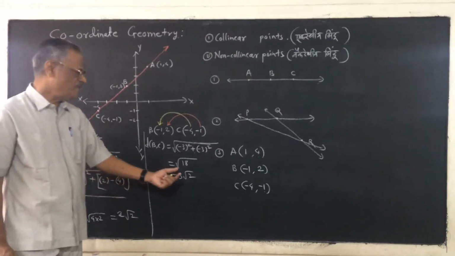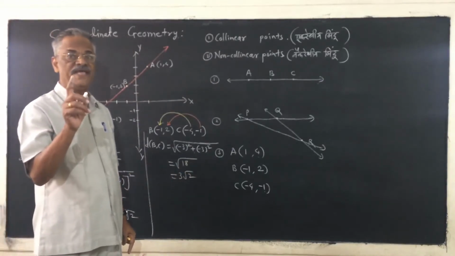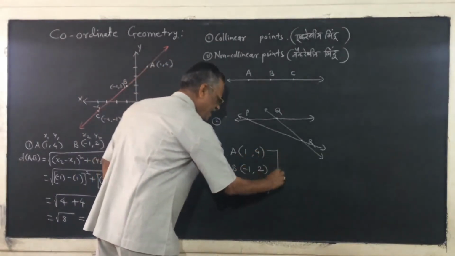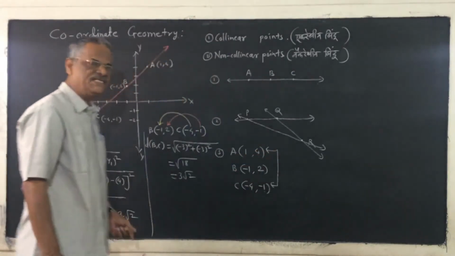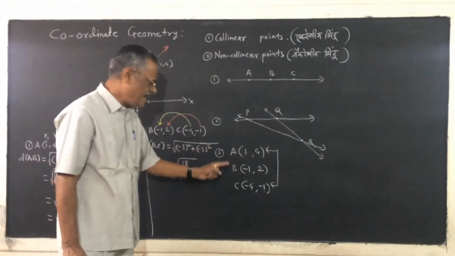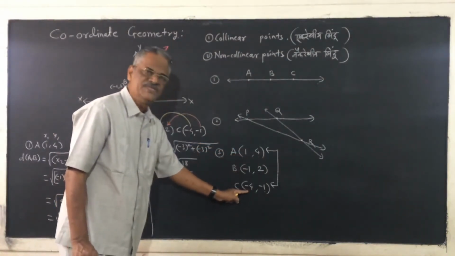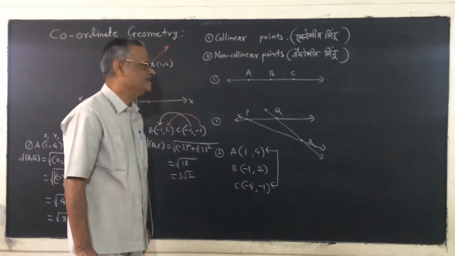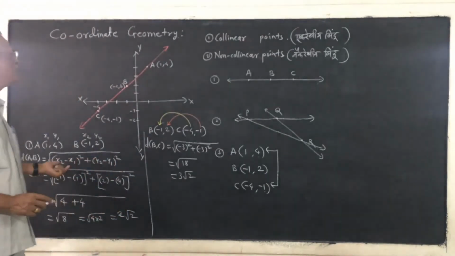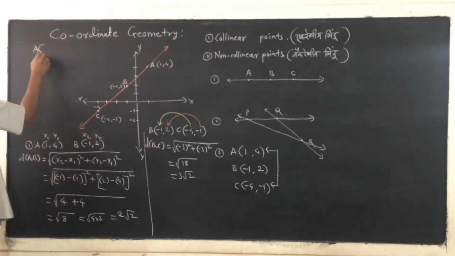Now we have to calculate distance between A and C. How to calculate distance between A and C? By using the distance formula. We have to use the same formula. Distance between A and C. First point 1, 4. Second point -4, -1. So we can calculate distance AC by using the distance formula. So let us calculate, A point 1, 4.